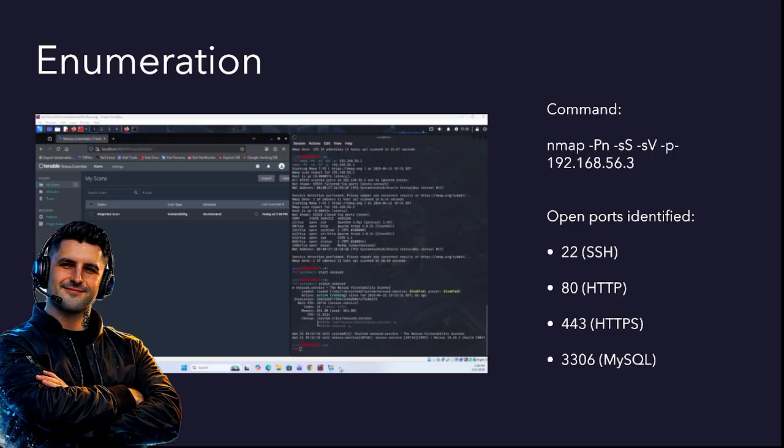So the first step was enumeration. It was a critical phase. We used Nmap. I performed a full TCP SYN scan with service detection. This revealed multiple exposed services including SSH, HTTP, HTTPS, and MySQL. These services represent potential attack surfaces, especially web services and databases, which are commonly targeted in real-world attacks.